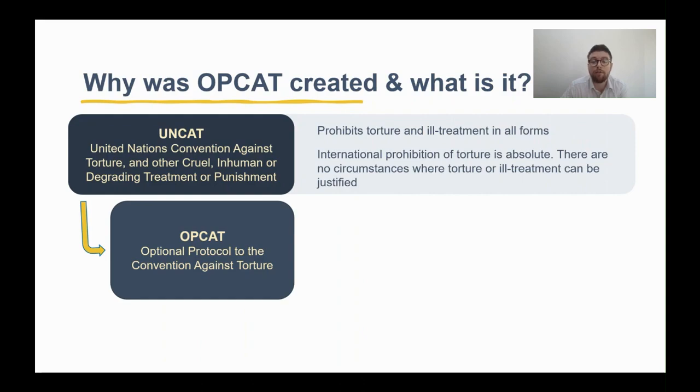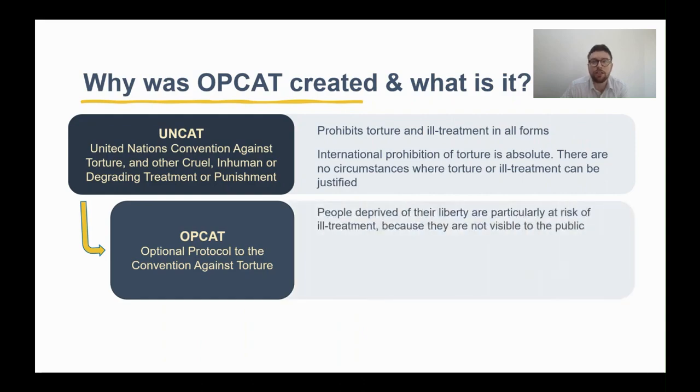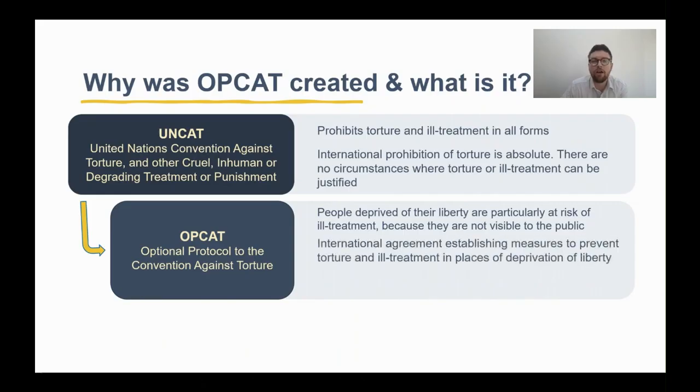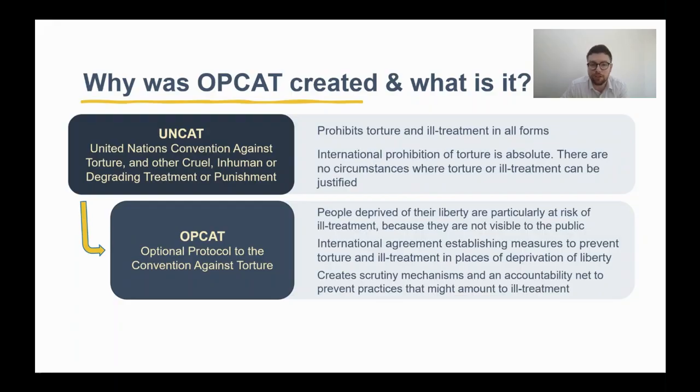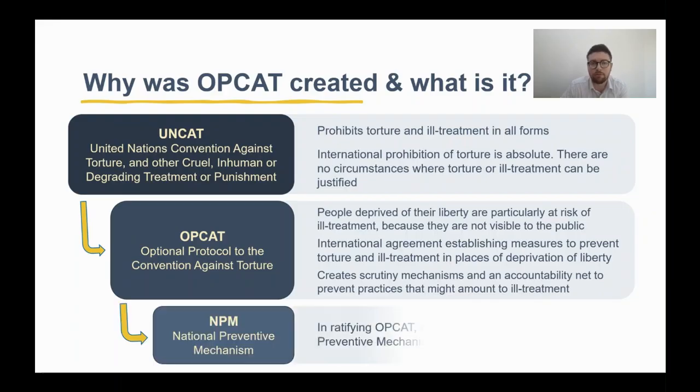The optional protocol to the Convention Against Torture was created in recognition that people deprived of their liberty are particularly at risk of ill treatment because they are not visible to the public. OPCAT is therefore an international agreement establishing measures to prevent torture and ill treatment occurring in places of deprivation of liberty. It creates mechanisms that open these places to independent, regular scrutiny and creates an accountability net to identify, report, and prevent practices that might amount to ill treatment and recommends changes to stop them.